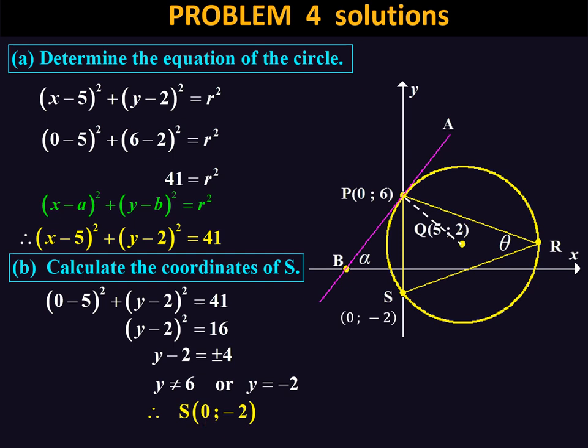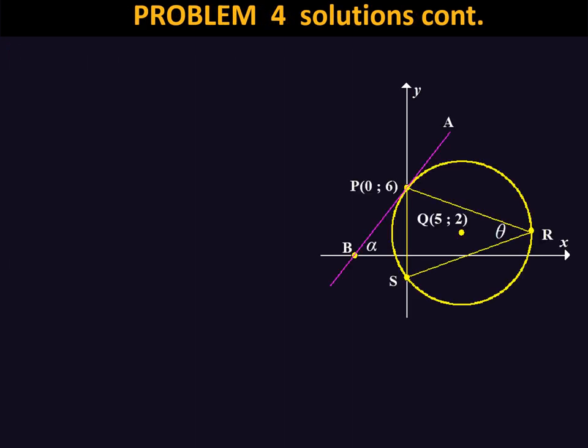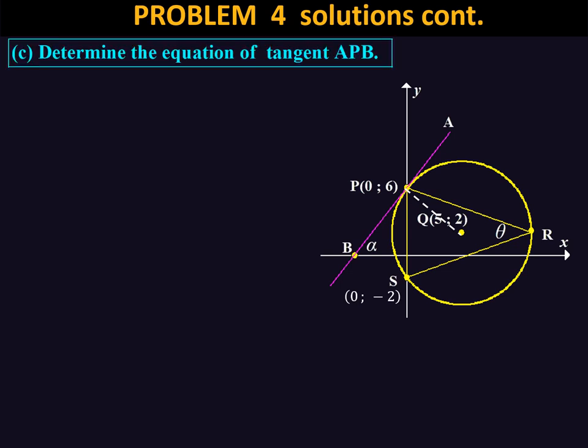So let's go to the next question. Now let's look at number 4C. There's our diagram. That's the coordinates of S that we calculated. And let's see, we want to find the equation of a tangent. It's a very basic question here. Equation of a tangent. What do we need for the equation of a tangent?